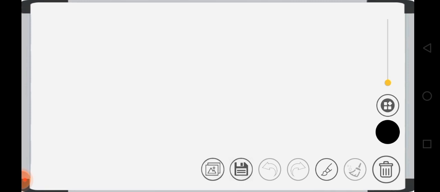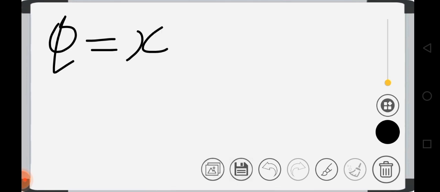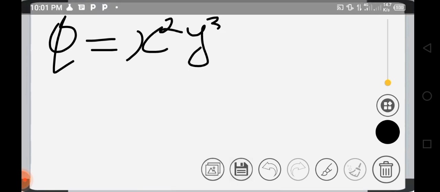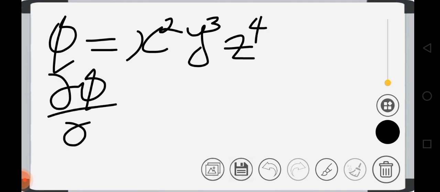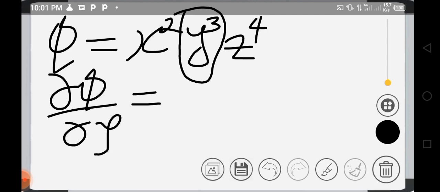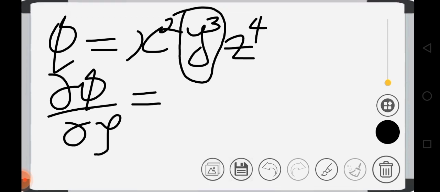So let's say we have this. If phi is equal to x squared y cubed z to the 4, what is the ∂phi over ∂y? In this case, we'll differentiate only the y out. We are partially differentiating phi with respect to y. That's how to do it. This symbol means partial differentiation. That's the meaning of that symbol. Differentiate phi partially, that is, differentiate only the variable in the denominator and leave the rest.